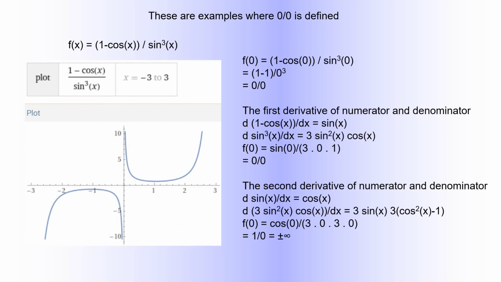This is an example where the first derivative of numerator and denominator are both equal to 0. The end result is determined by the ratio of their second derivatives. In this case, it's complex infinity.